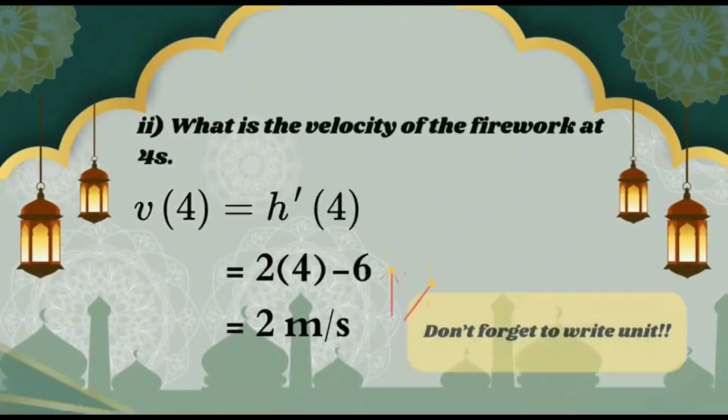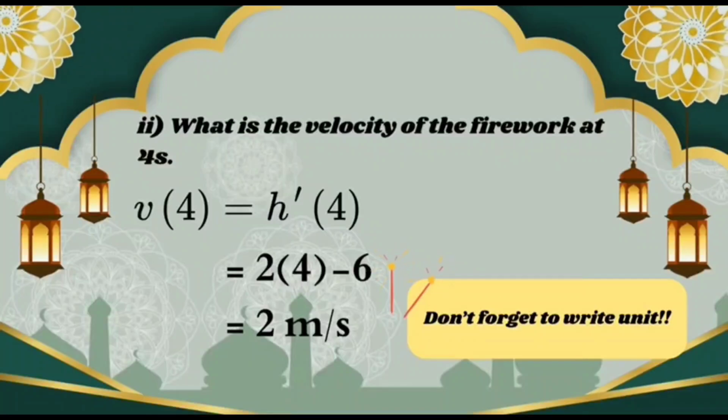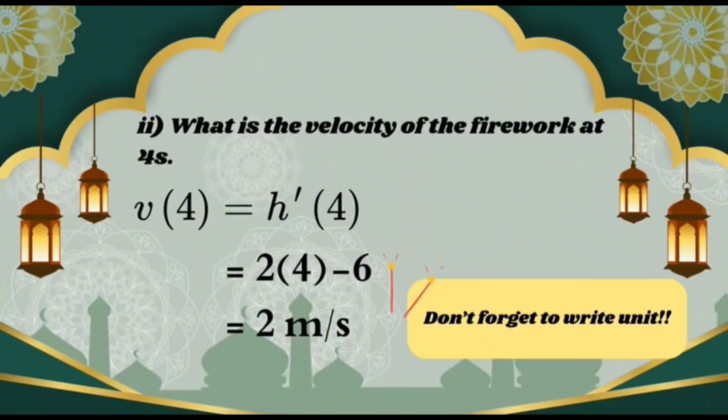Question 2. What is the velocity of the fireworks at 4 seconds? For this question, we need to substitute 4 into the velocity equation. We can write it as v(4) equal to 2(4) minus 6. And the answer for question 2 is 2 meters per second. Don't forget to write the unit for velocity, which is meters per second.